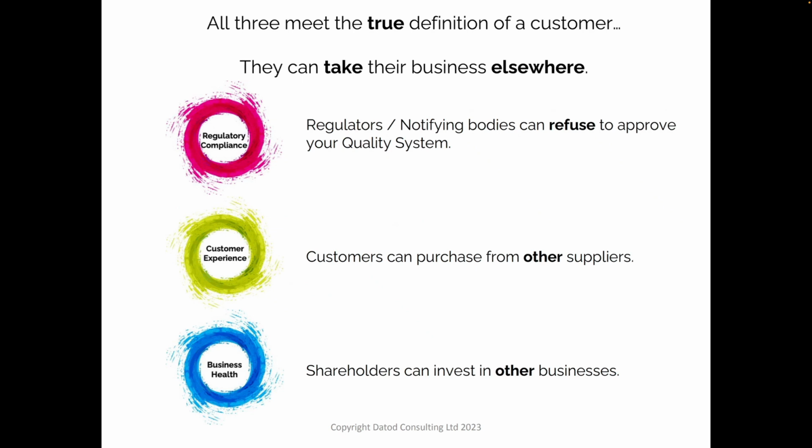Obviously, the customer experience group, customers can decide to purchase from other suppliers. Unless you have a monopoly, they can go somewhere else in terms of buying either your product or service from another supplier. And likewise, the business health shareholders who invest in your business can decide to withdraw their money and put that money into other businesses. So they can actually say no in terms of where they fund their investments. So these three customer groups really are true customers in terms of the definition of a customer, in that they hold the true power. They can shop elsewhere for their needs if they want.